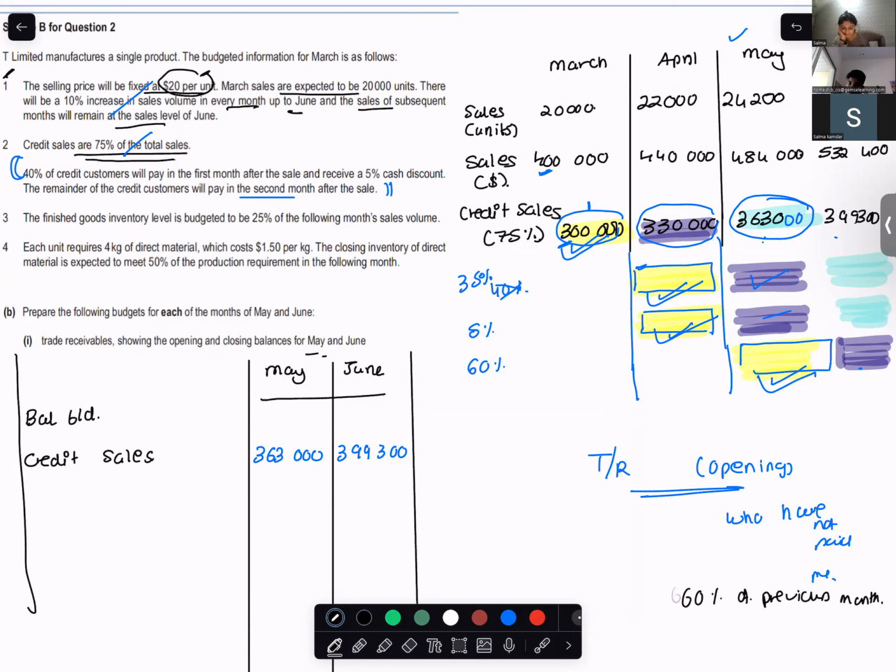And this is the current month. I want the opening balance of my trade receivable on the first date of May, June. Think over it. I will pause the video. Understand one fact very clearly, that at the beginning of May, this full 330,000 is pending, and 60% of March is pending. First, think over it and answer that too.